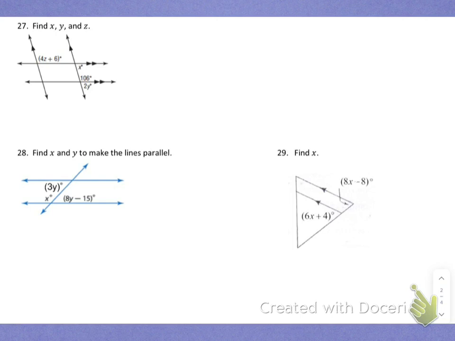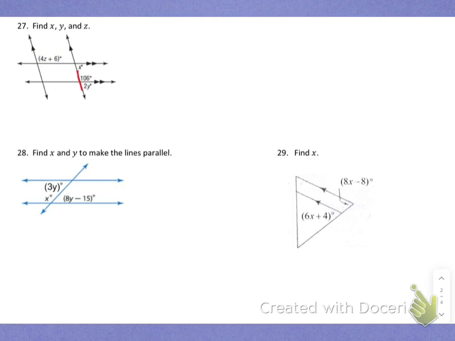All right, that was 26, so let's go on to 27. We need to find x, y, and z. This one's going to be a little bit tricky, but that's all right, we got this one. What I need to do is find, it's kind of like a puzzle. If I can find one of these and find out what's given to me, it'll make sense.